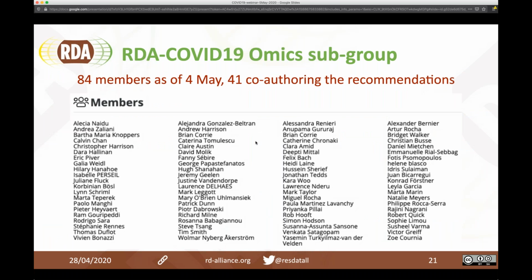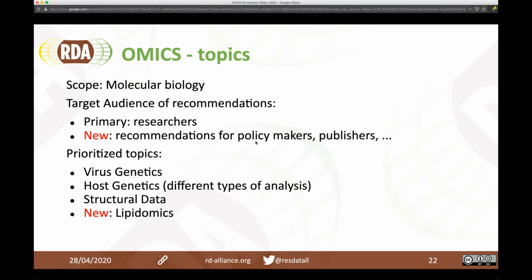We have about 84 members, 41 of those actively co-authoring and contributing in our recommendations. Next slide. And I'm happy to report that within the scope of molecular biology, we have begun to discriminate audiences within our recommendations with a focus on a primary audience of researchers and some secondary recommendations for policymakers and publishers.